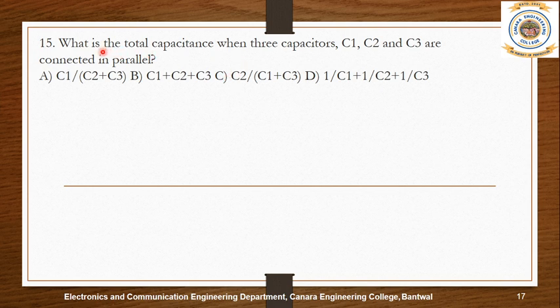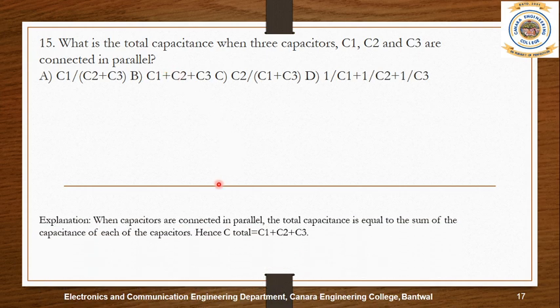Next, what is the total capacitance when three capacitors C1, C2, C3 are connected in parallel? When capacitors are connected in parallel, the equivalent capacitance is the sum of the capacitances. So C1 plus C2 plus C3 is the equivalent capacitance when three capacitors are connected in parallel. That means option B is the right answer.